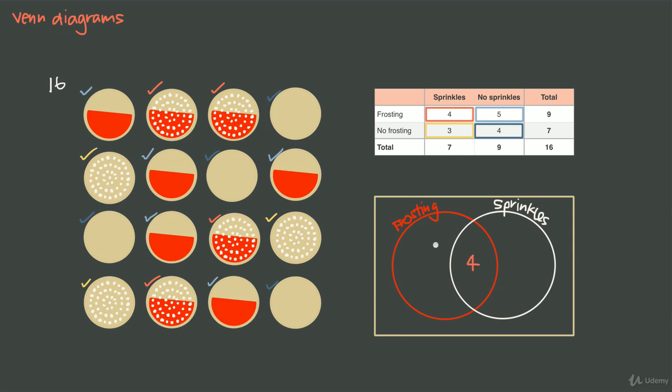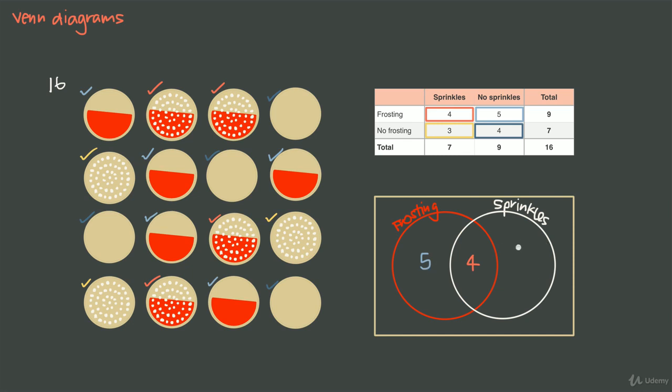Then we have this piece of area, which is inside the frosting circle, and this piece of area, which is inside the sprinkles circle. Those are the next 2. So this one right here, it's inside the frosting circle, but it's outside of the sprinkles circle. So what that means is that this piece of area represents the cookies that do have frosting, because we're inside the frosting circle, but do not have sprinkles, because we're outside the sprinkles circle. So how many cookies have frosting but do not have sprinkles? Well, frosting would be the first row. No sprinkles would be the second column. So that's 5 cookies. So we can go ahead and put a 5 here.